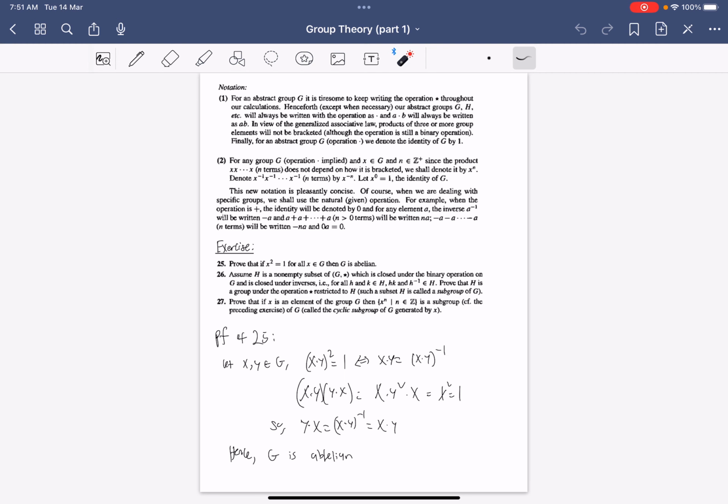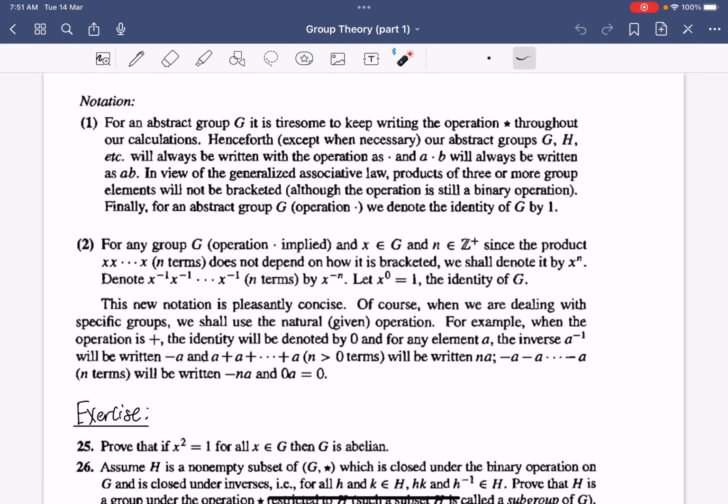And so some notations to take note of: we'll now be using the dot like a product to simplify our notations, and x to the power n just means x operated n times. Similarly, x to the power minus n is just the inverse operator n times. And x to the power 0 is always defined to be the identity of G.